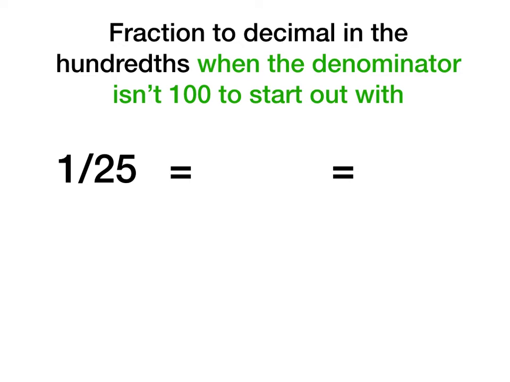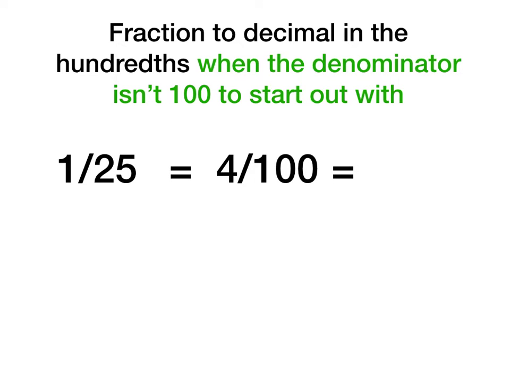To go from 25 to 100, you multiply by 4. So 25 times 4 is 100. So we have our denominator of 100. And remember, whatever you do to the bottom, you have to do to the top. So if we multiply the bottom by 4, you also have to multiply the top by 4. And 1 times 4 is 4. So that leaves us with what, everyone?